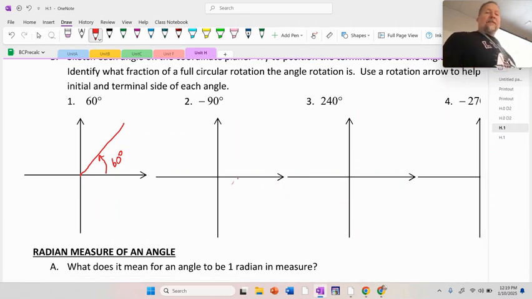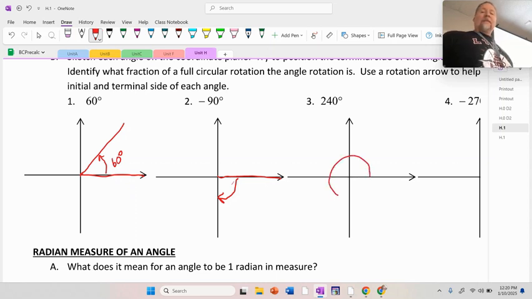Down, because this is negative 90 and it goes in this direction. Again, this is always the initial side because somebody said so, and we must follow the rules. All right, where's 240 land? What quadrant? 3, 2, 1, go. Ooh, nobody answered. 3, 2, 1, go.